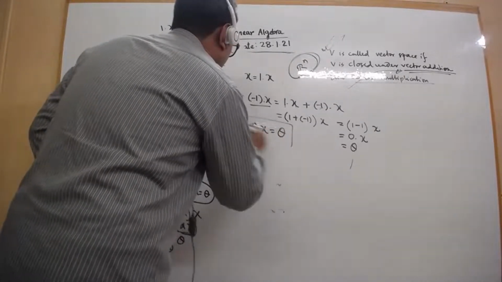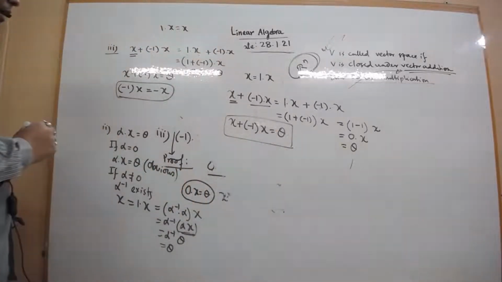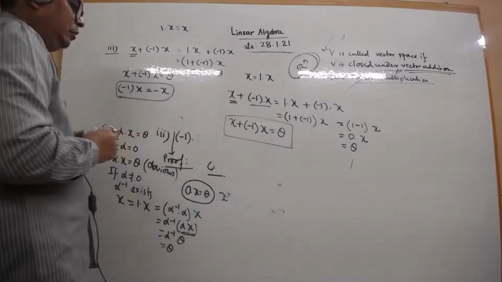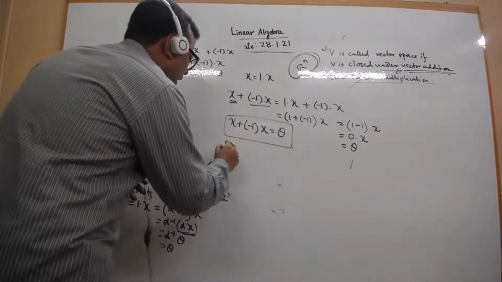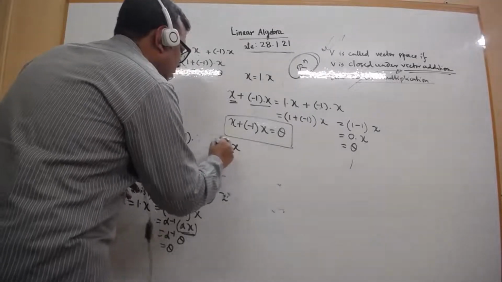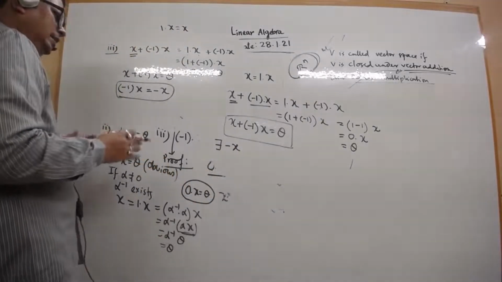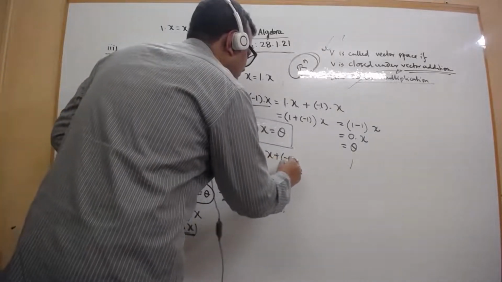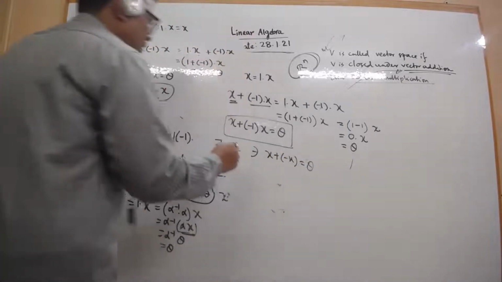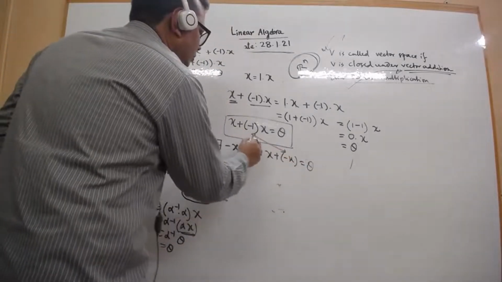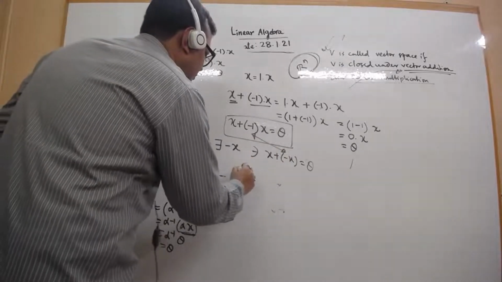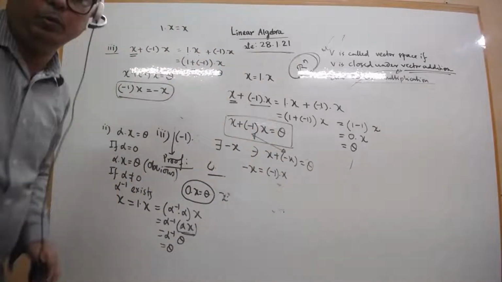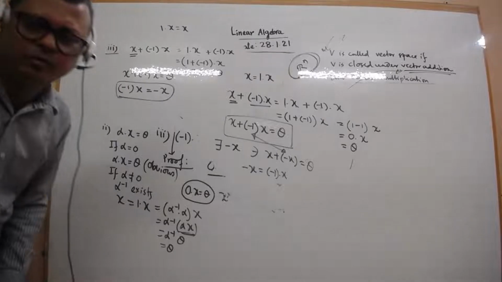Clear or no? And we know the existence of inverse element. We know there exists minus x. For all x, there exists minus x such that x plus minus x equal to theta. Now comparing these two, we write minus x is equal to minus 1 into x. Hence proved. Clear? Thank you.